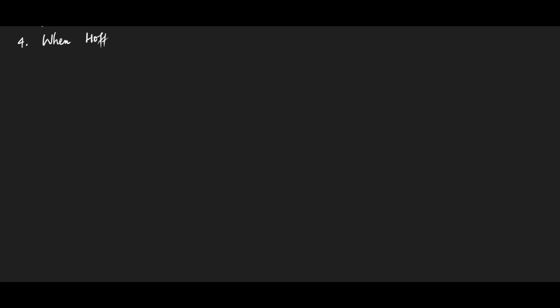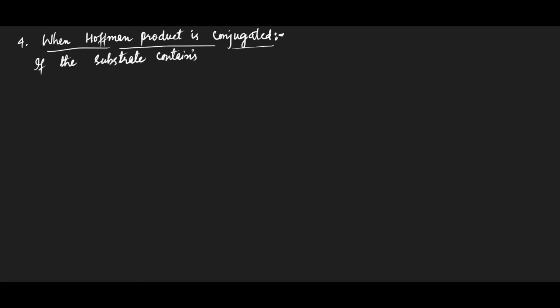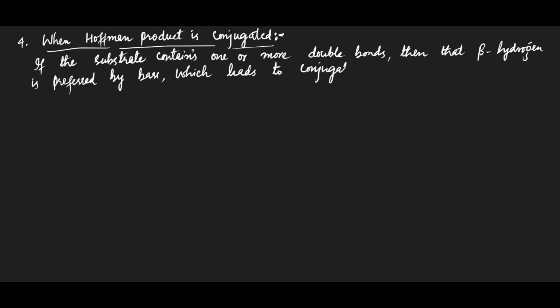The fourth condition favoring the Hofmann product is when it is conjugated. If the substrate contains one or more double bonds, then that beta hydrogen is preferred by the base which leads to conjugation in the product.